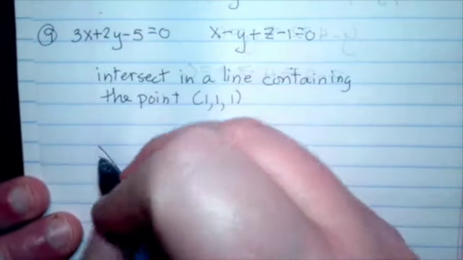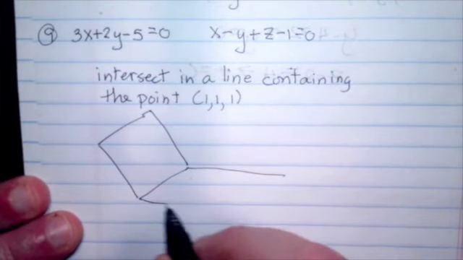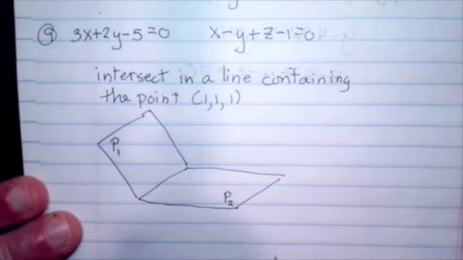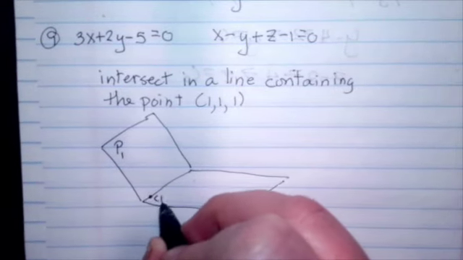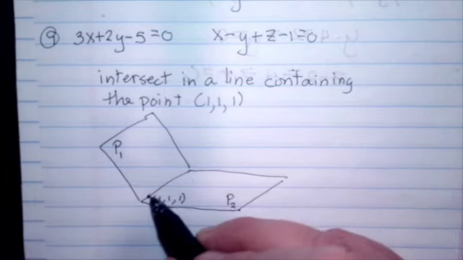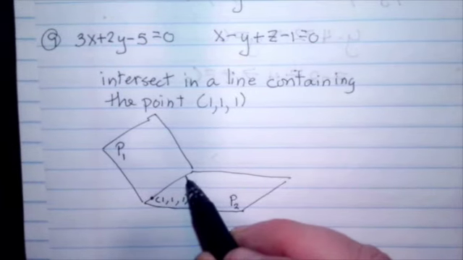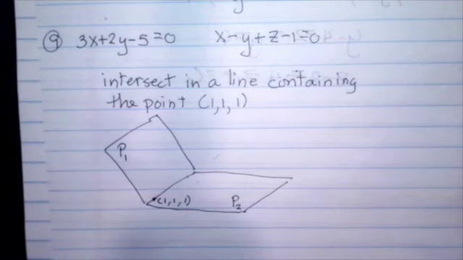So here's what we're going to do. Imagine 2 planes, let's call them maybe P1 and P2, intersecting in a line. We're given a point on that line, and what we need to do is find a vector that's parallel to that line of intersection. Well, one way would be to just find another point on the line and then construct the vector from the first point to the second, and that would be the vector that we needed. But another way that we can do this is with the cross product.